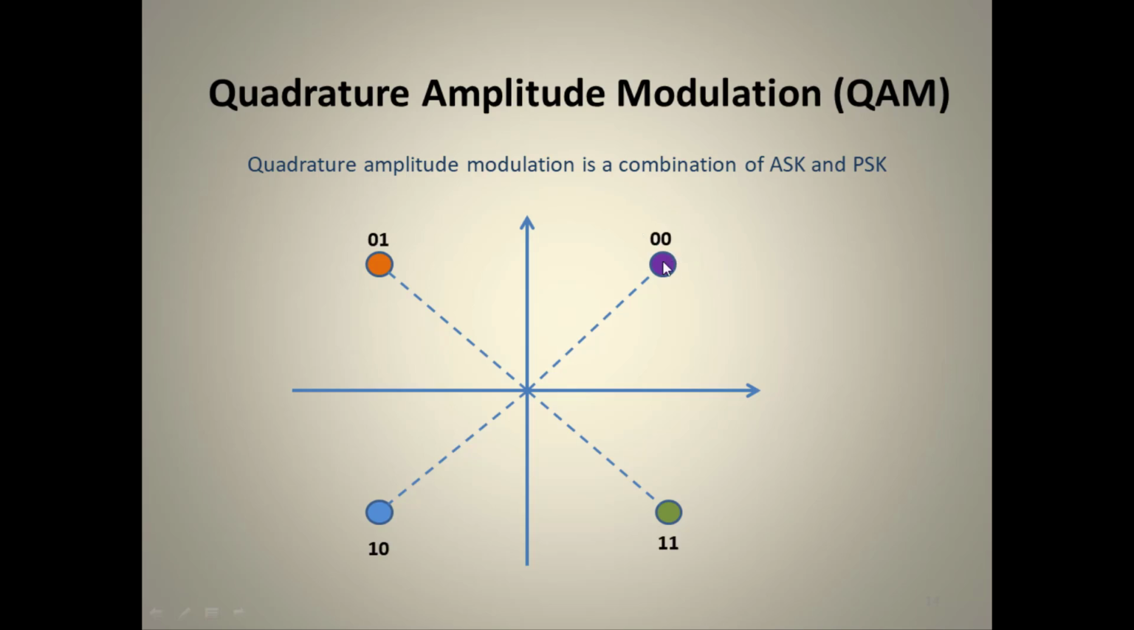This one represents 0 0, this represents 0 1, this is 1 0, and this is 1 1. There are only 4 dots here, or 4 signal elements. We can even have more signals. After this we can have one more amplitude here, so it becomes 16 signal elements, which can also be there.